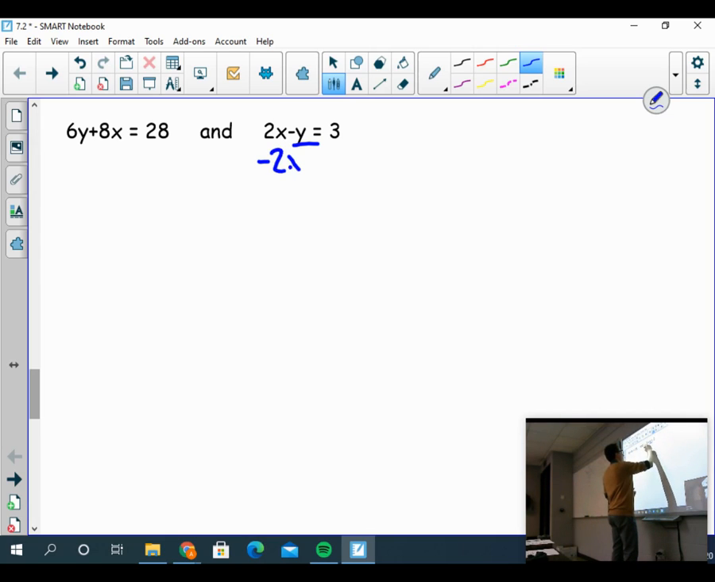To get this y by itself, I'm going to subtract 2x from both sides. In doing that, I get -y equals 3 minus 2x.